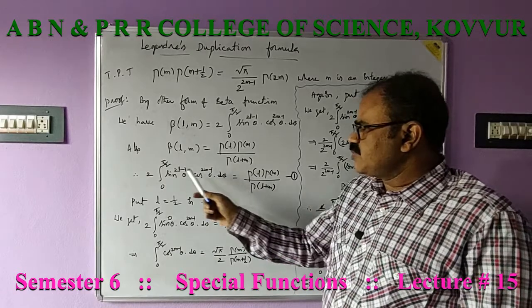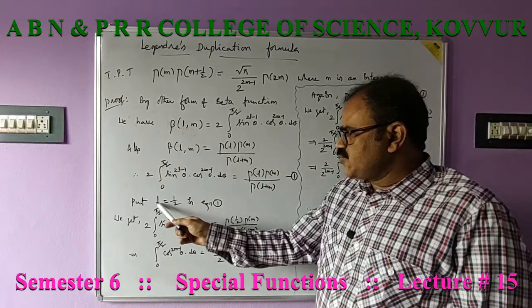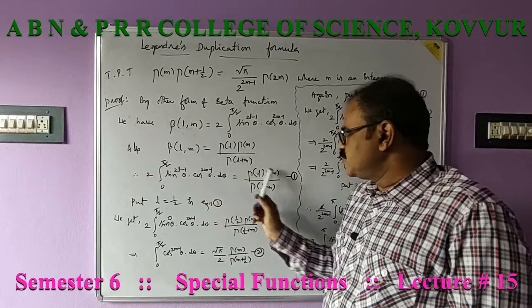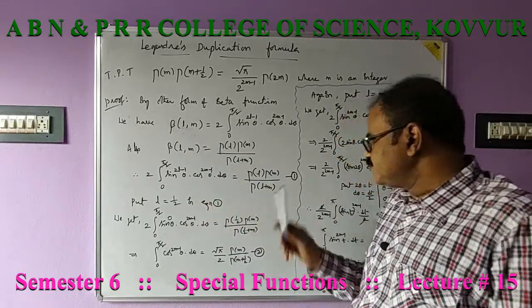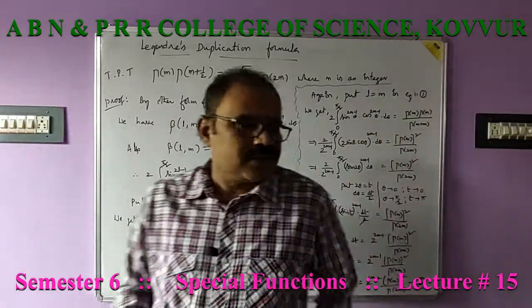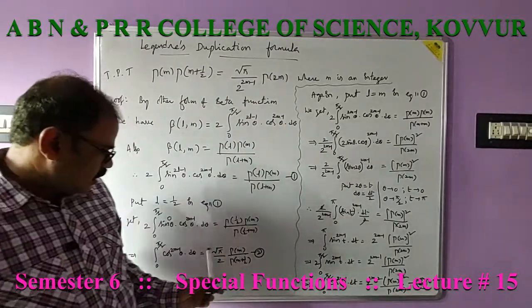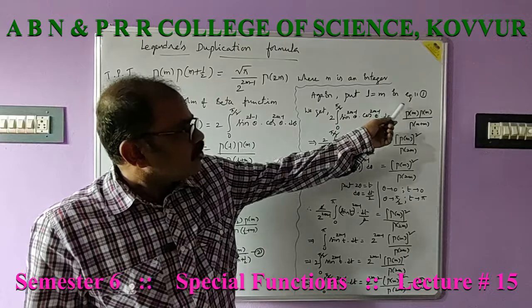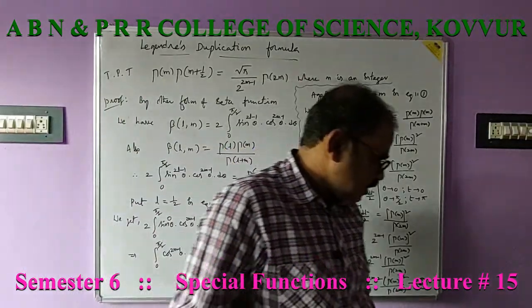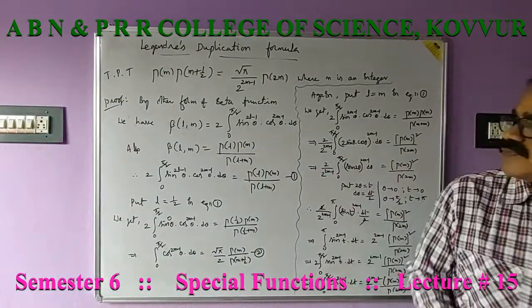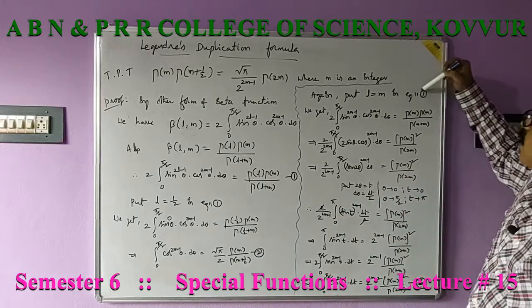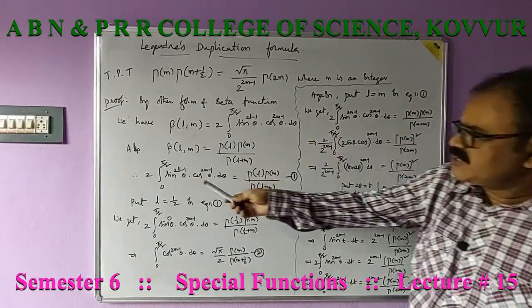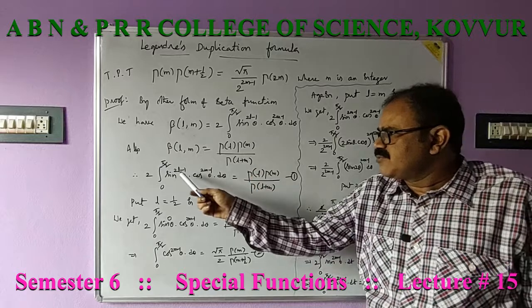In the equation 1 we have chosen L is equal to 1 by 2. Again in the equation 1, again put L is equal to m in equation 1. If you take L is equal to m in equation 1, what you get? In place of L we replace m.